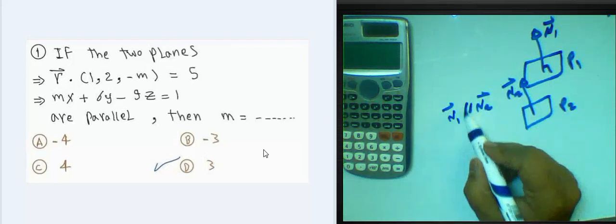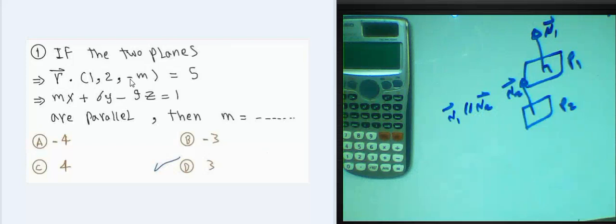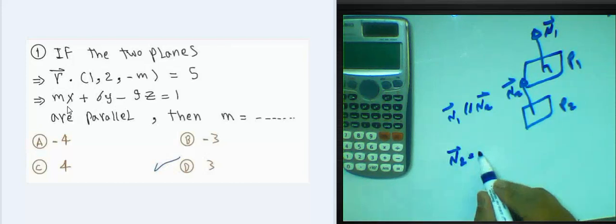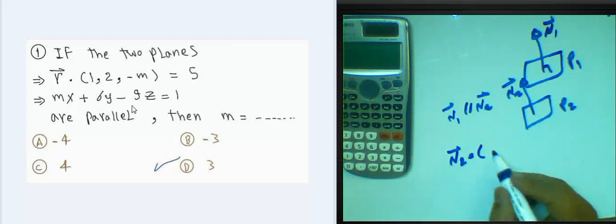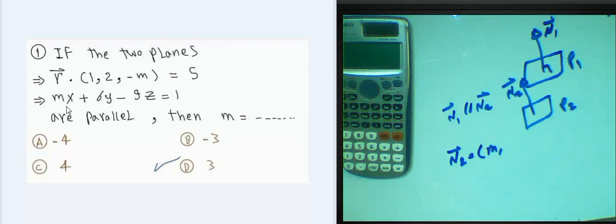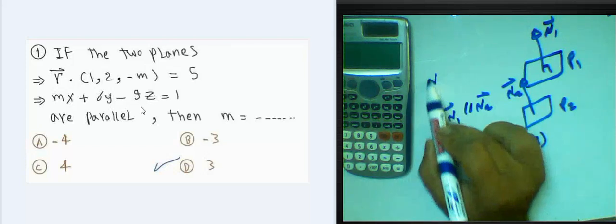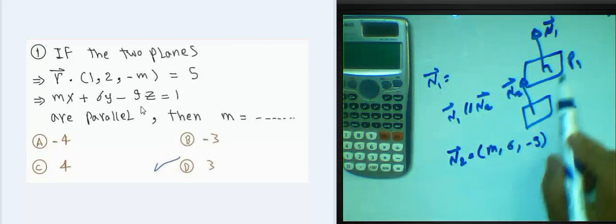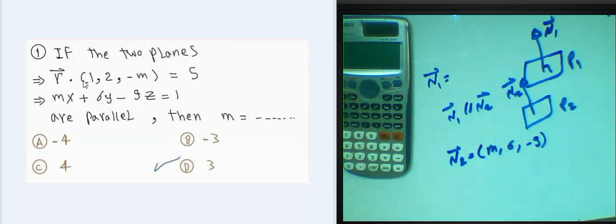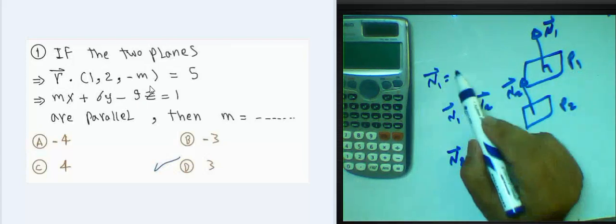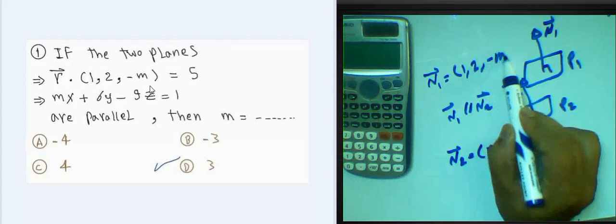Then we can write the coefficients of x, y and z. Vector n2 equals m, 6 and negative 9: m is the coefficient of x, 6 the coefficient of y, and negative 9 the coefficient of z. And what about vector n1, which is perpendicular to plane 1? It will be 1 and 2 and negative m.